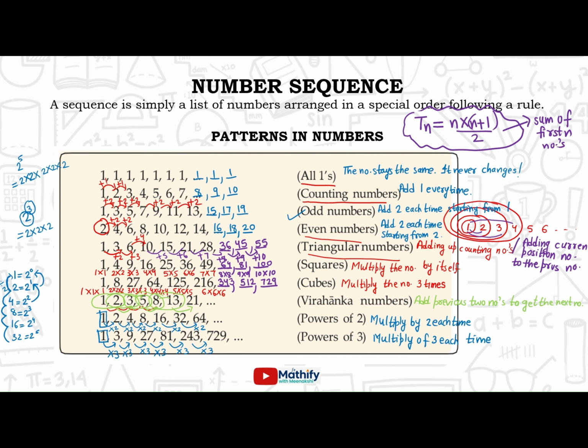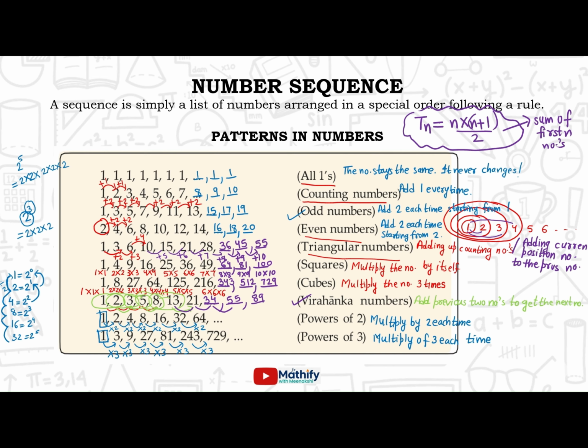Now let's move to the next sequence that's important, that's Virahanka numbers. You can also say Fibonacci series, where we get the next number by simply adding the previous two numbers. So what is 13 plus 21? You can say 34. What is 21 plus 34? That is 55. And what is 34 plus 55? That is 89. So these are the next three numbers.